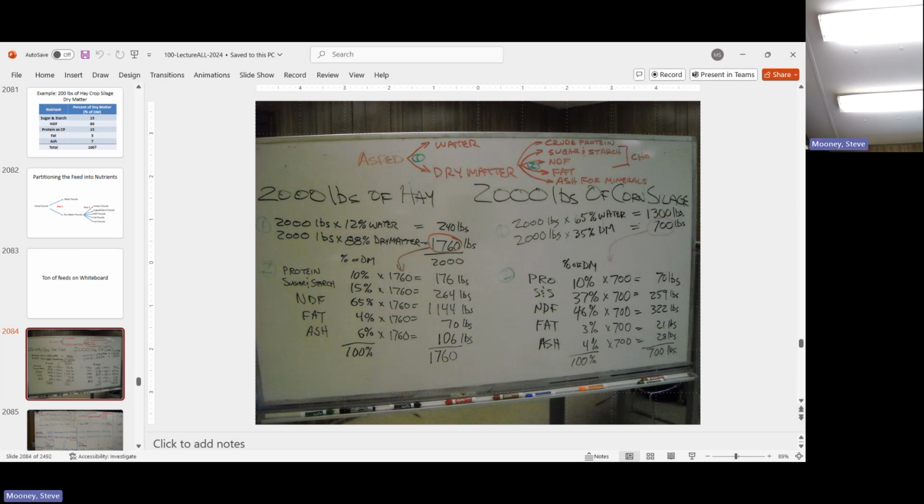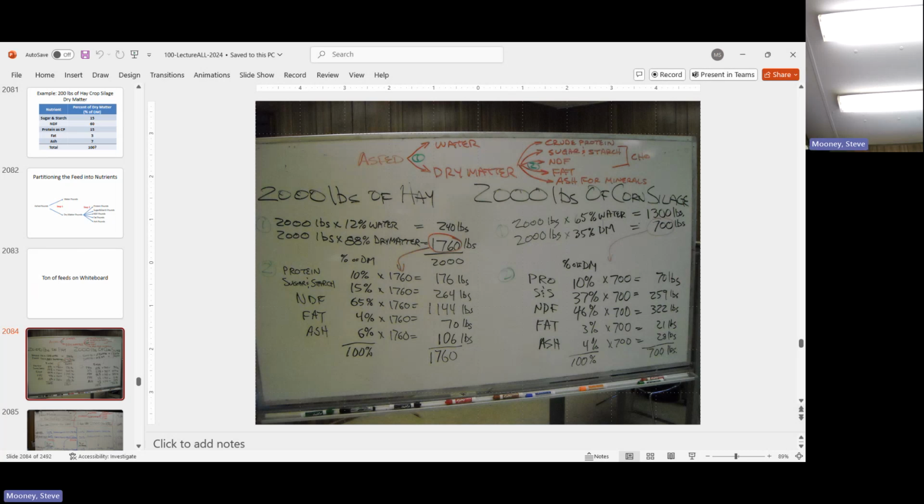So as a percentage of the dry matter, we're going to say that the protein for this hay is 10%. Sugar and starch, did a reasonable job putting it up, 15%. NDF, grass based, 65%, fat 4%, and ash 6%. So we give you all that information. Can you divide up and tell me how many pounds of each is there?